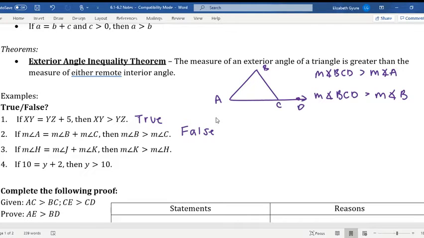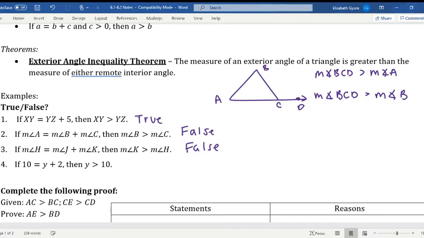If the measure of angle H equals the measure of angle J plus the measure of angle K, then the measure of angle K must be greater than the measure of angle H. David is saying no. Braden is vigorously saying no and giving it a big thumbs down. Julie is giving it a big thumbs down. Do we agree? Is this false? That is absolutely false.